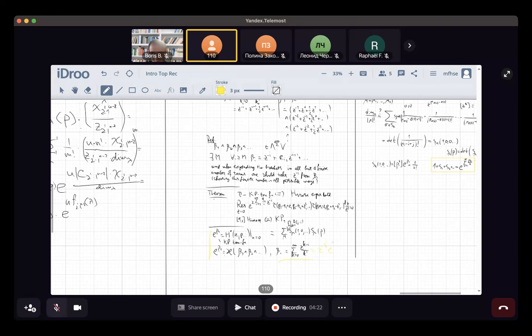times x plus z. Your yellow is not visible almost. Okay. Almost at all.